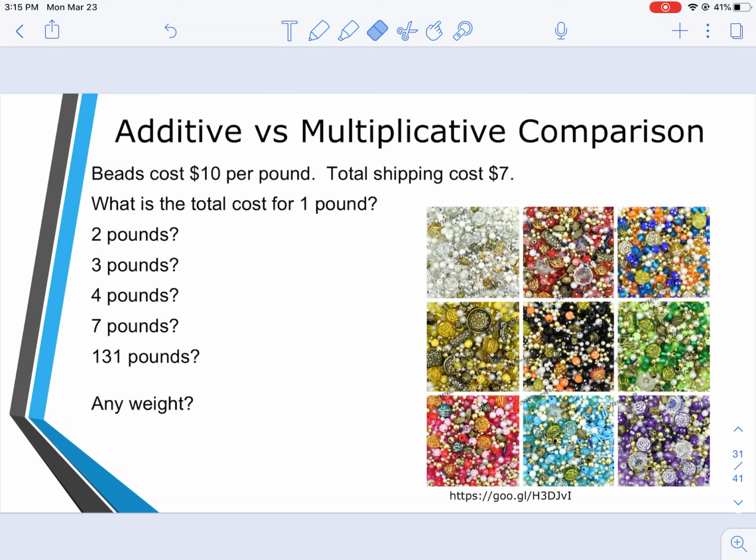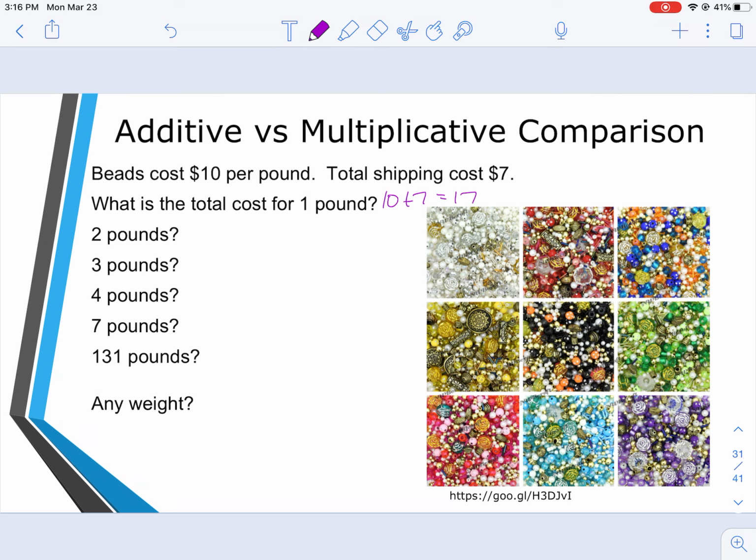So in this scenario, beads cost $10 per pound, and the total shipping cost is $7, no matter how many beads are bought. So it asks, what is the total cost for 1 pound? So I'm guessing most of you are thinking, okay, it costs $10 for 1 pound of beads, and then the shipping cost for the beads is $7. So that's 10 plus 7 is 17.